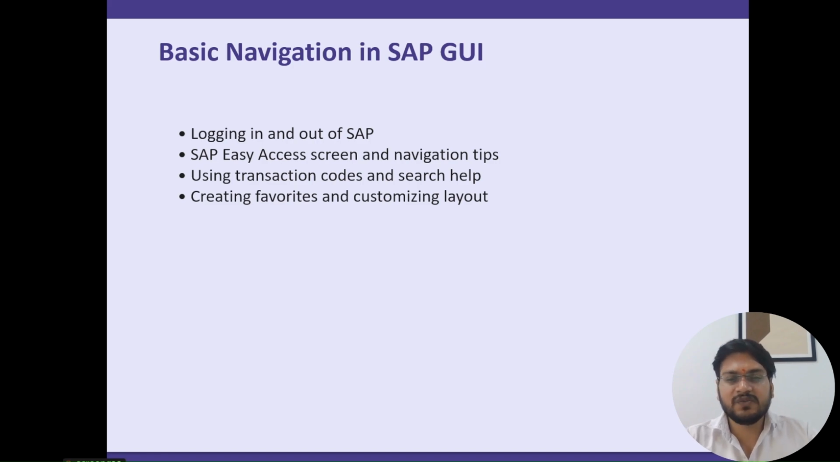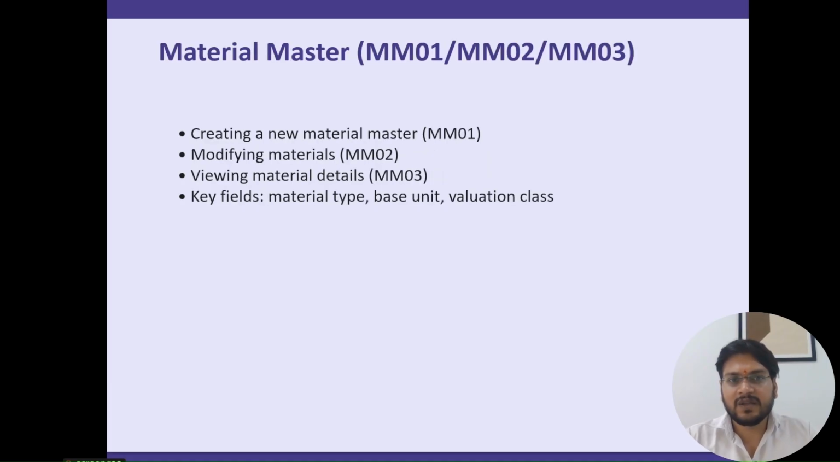So what we are going to see from the very start are basic navigations. We are going to see how to log in, how to log off, how to use favorites in the SAP easy access screen, and how to use navigation to create PO, PR, and GR. And we will see how to create a material master record by just using these T codes.